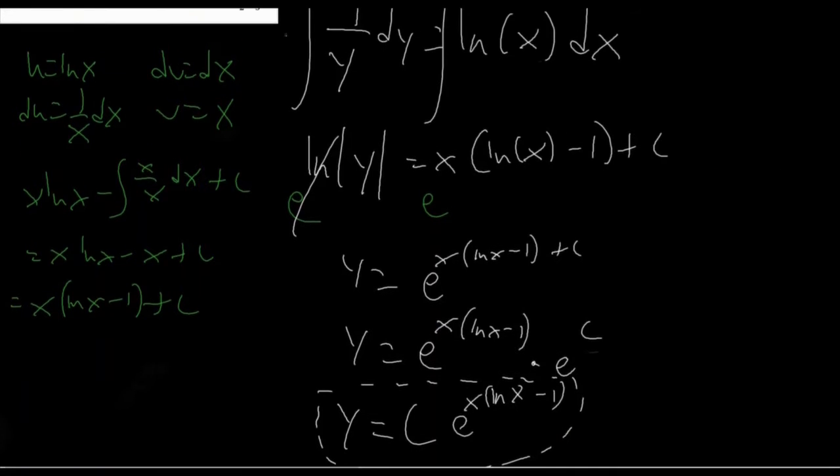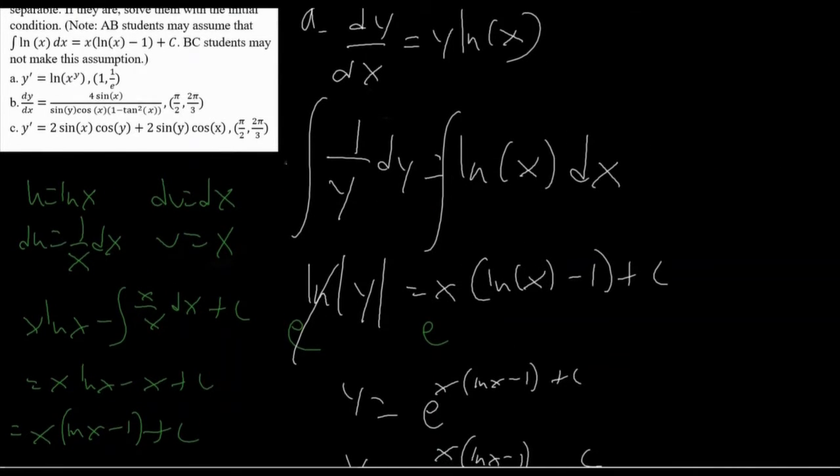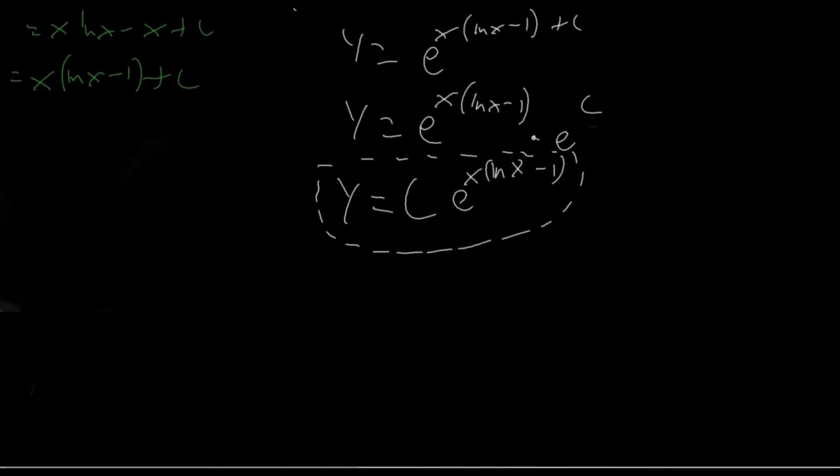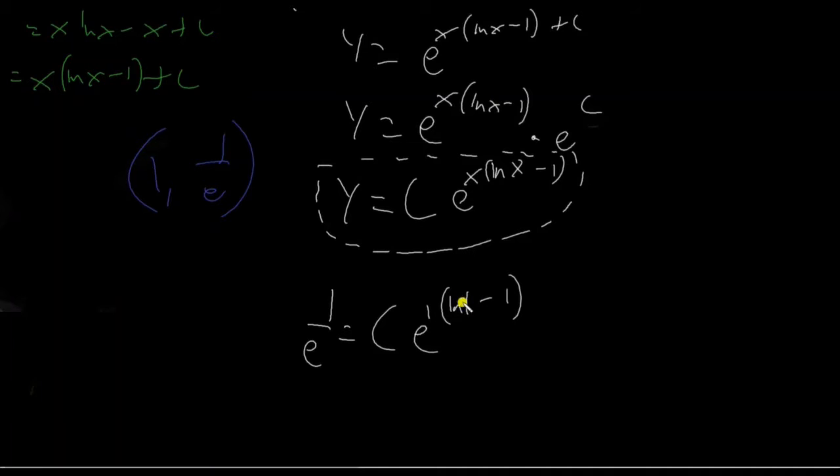I need to figure out the value of C now by plugging in my initial condition, which is 1 comma 1 over e. Let's write that down. So plug in 1 over e for y, and I get 1 over e is equal to C e to the, and then plug in 1 for x, which will be 1 times the natural log of 1 minus 1. The natural log of 1 is 0. 0 minus 1 is negative 1.